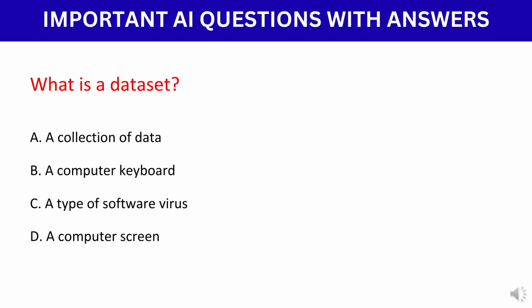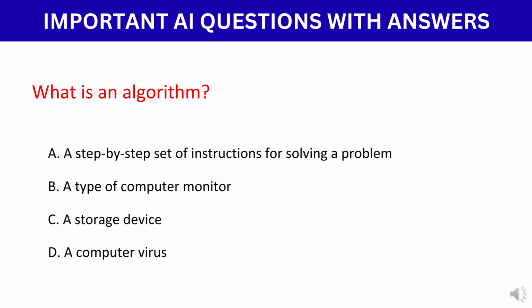Question number 18. What is a dataset? Option A. A collection of data. Option B. A computer keyboard. Option C. A type of software virus. Option D. A computer screen. The correct answer is option A. A collection of data. A dataset is a collection of information used for analysis, research, or training artificial intelligence and machine learning models.